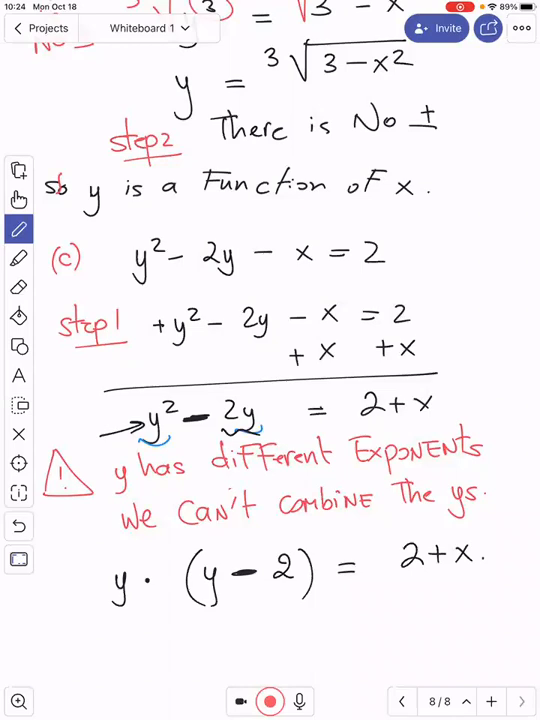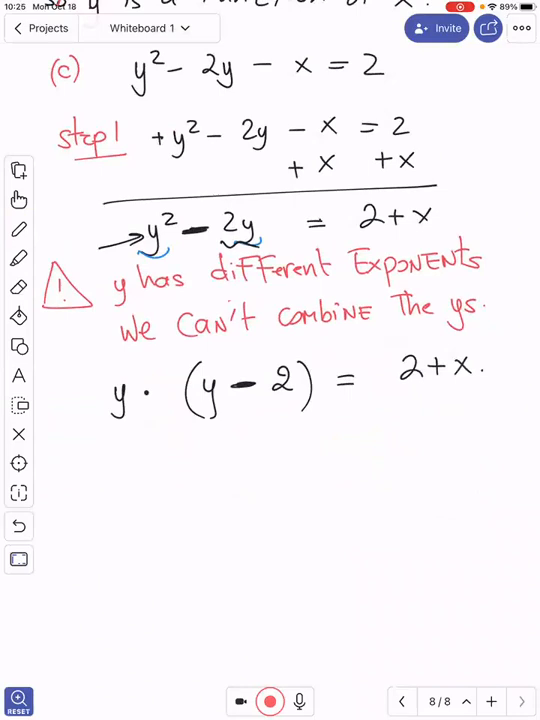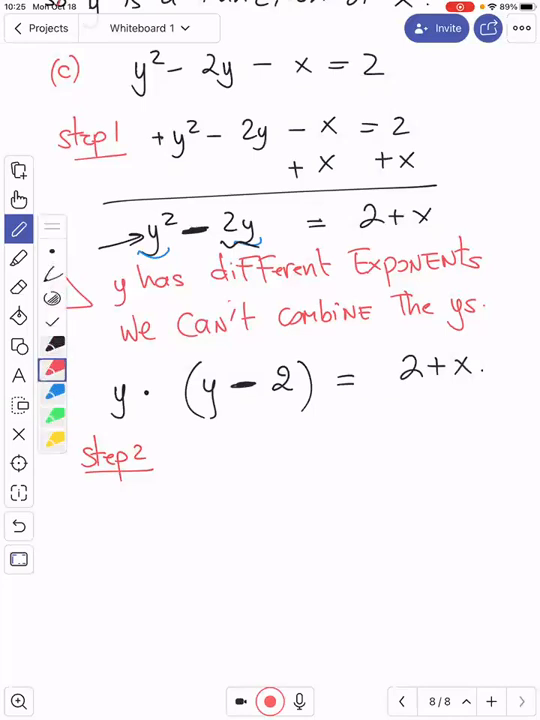That's the best thing I can do here: I can just factor the y. Now, in the second step, I'm supposed to check if for each x there is exactly one y. That's the idea. Here, I don't really have plus or minus, so it's not really similar to B or A.